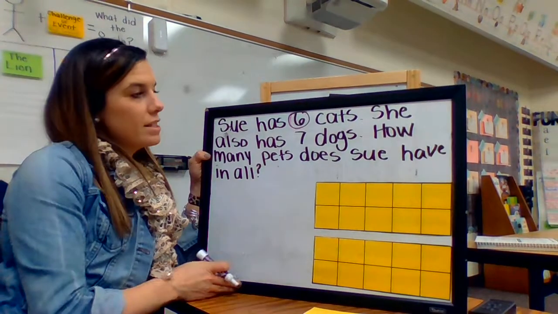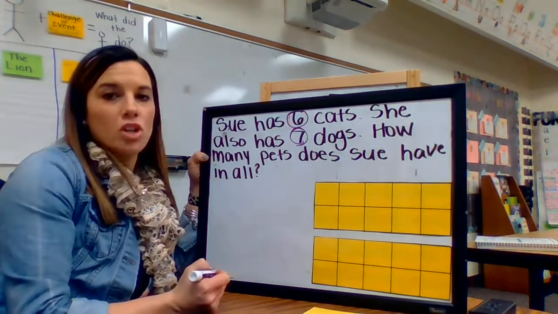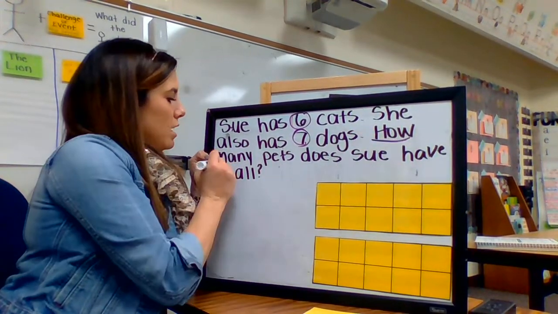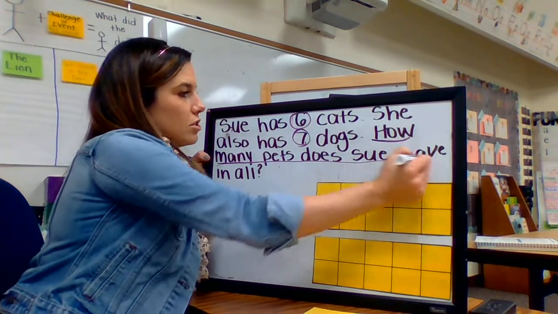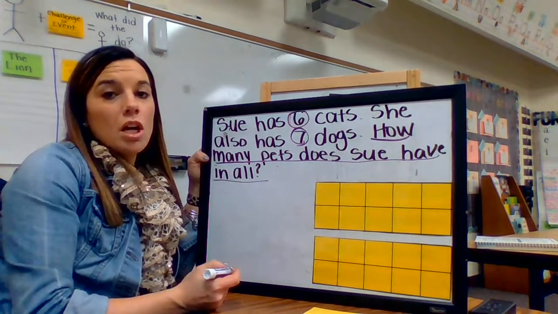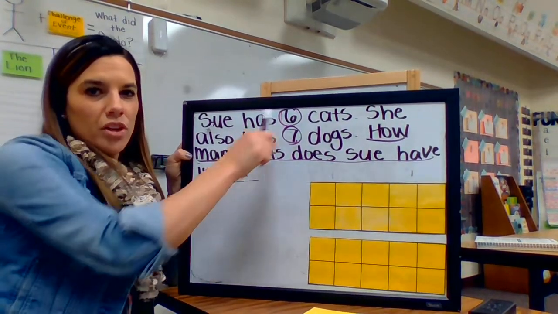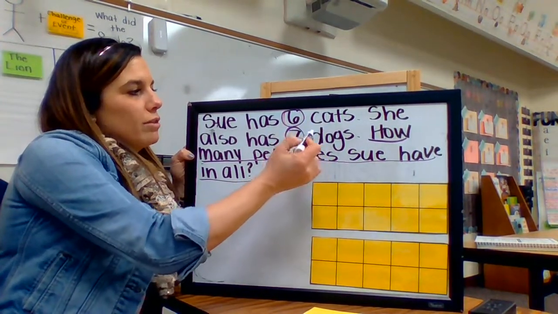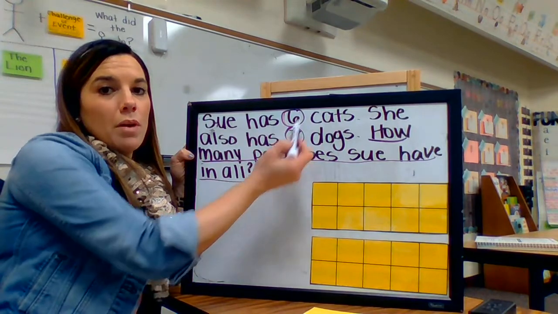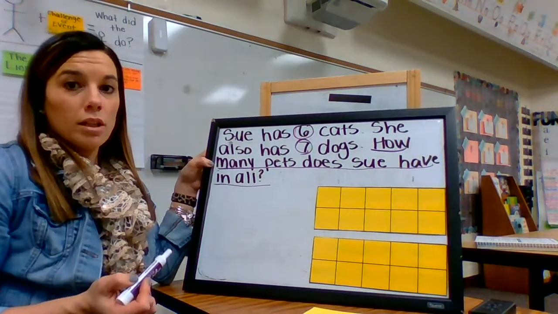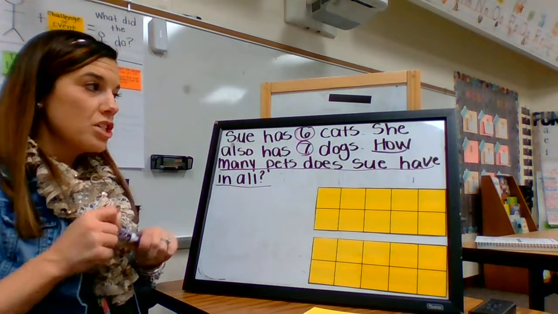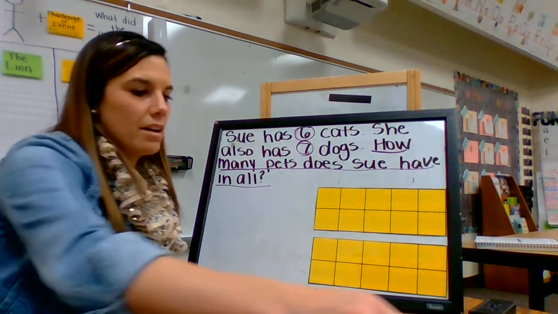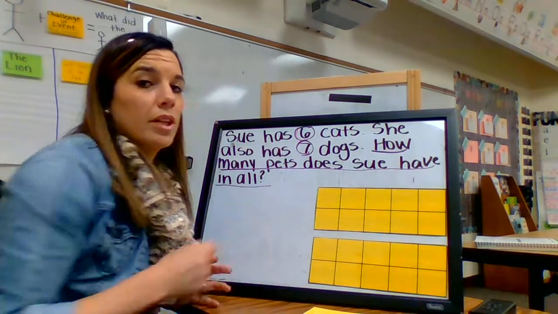6. She has 6 cats. She has 7 dogs. When I look down here, the question says, how many pets does Sue have in all? So it doesn't matter if they're cats or dogs. I'm not going to circle that as important information because they just want to know how many pets there are all together. So the strategy I'm going to use to solve this is make a 10 to add. That's what we learned the other day.